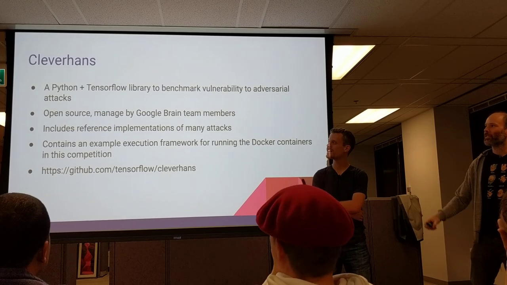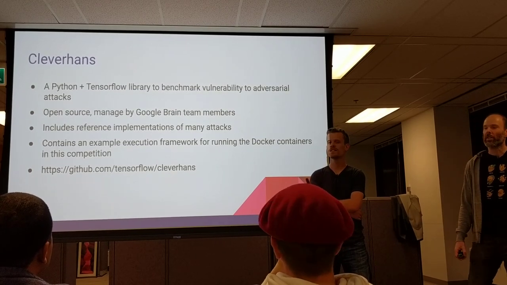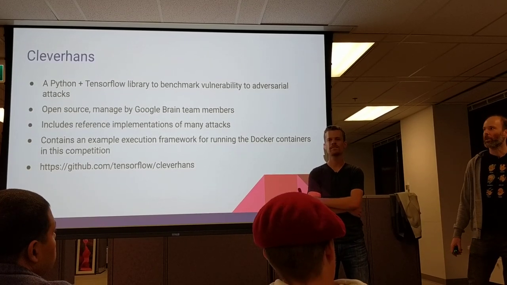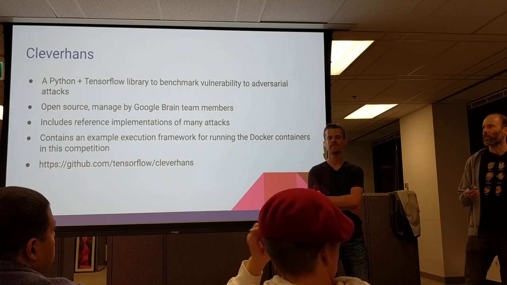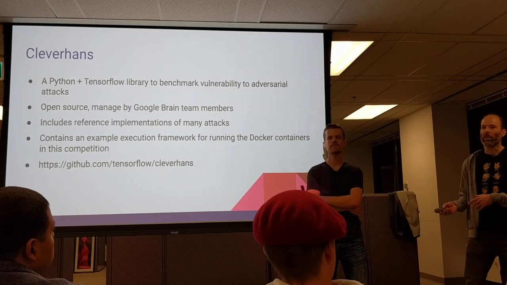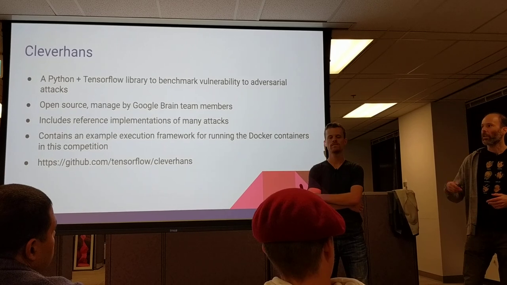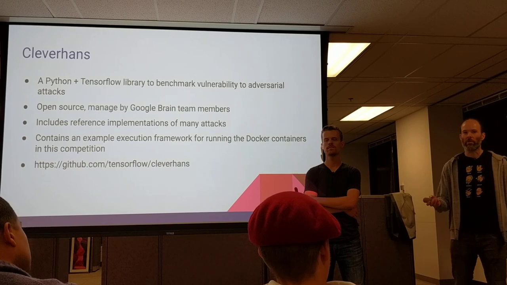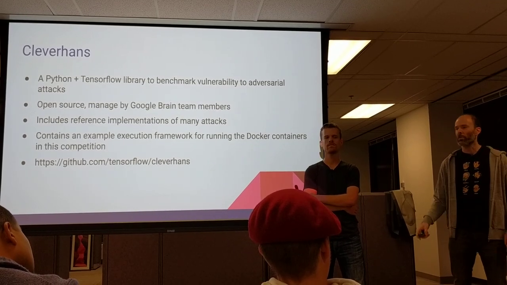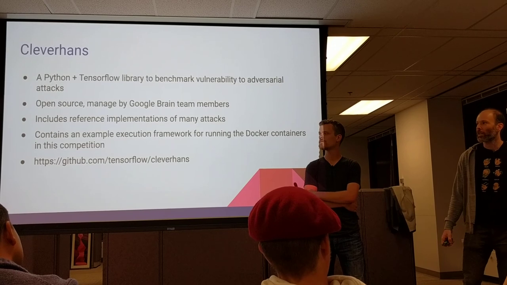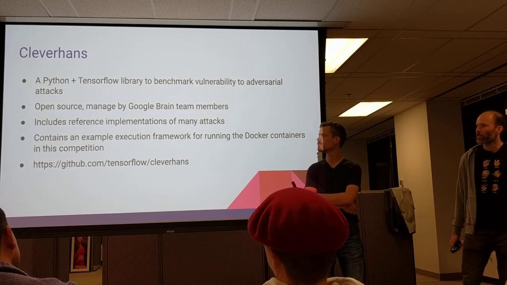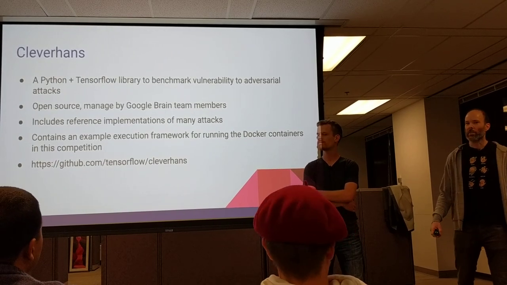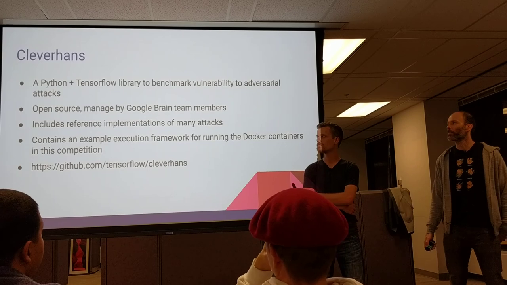So CleverHans is a Google repository they put on the TensorFlow GitHub. It included a whole set of demo code, which basically does the Docker execution framework for this competition, at least for the competitors, for us to use. It also includes reference examples in TensorFlow of a lot of the attacks. Not so much defenses; most of the defenses are just, here's the model, we'll run it. It's mostly an attack-based repository, at least at this point. I think after this, they might be adding some defenses based on some of the results, but I don't know. It's a good resource if you're interested in this at all. I'd definitely check that out.